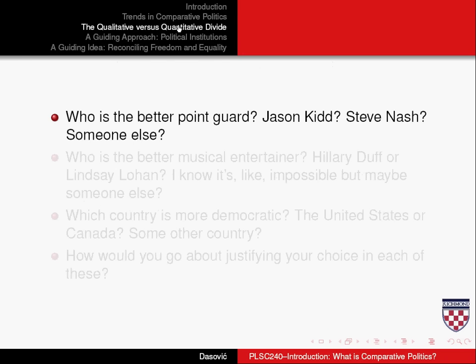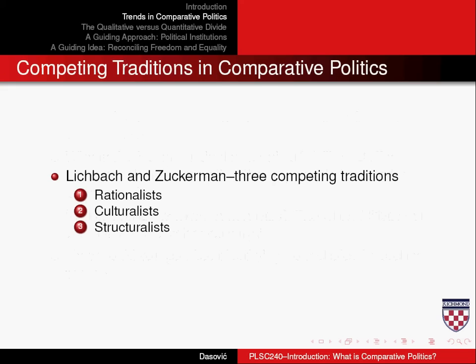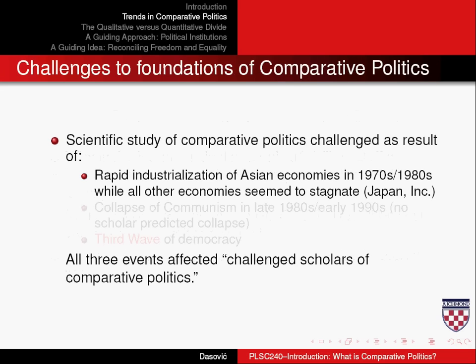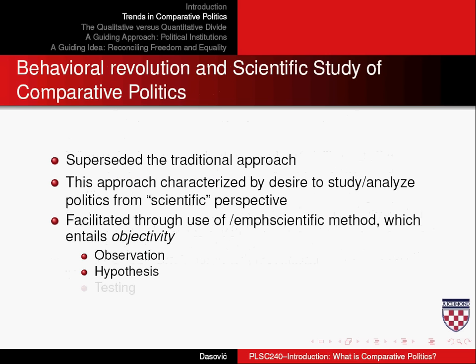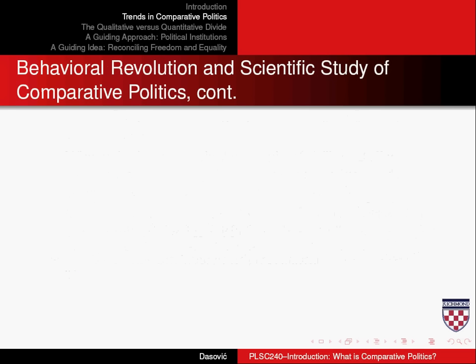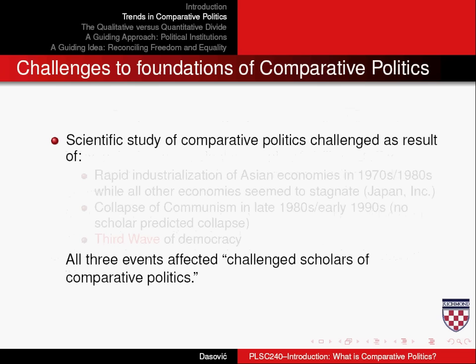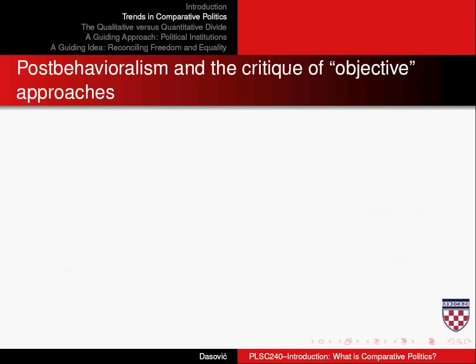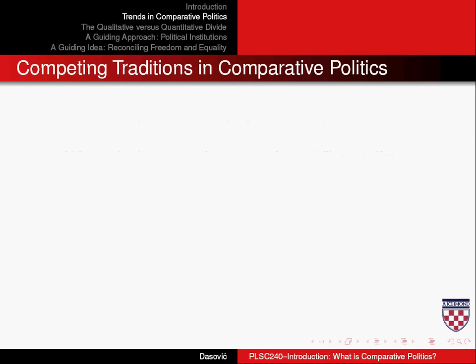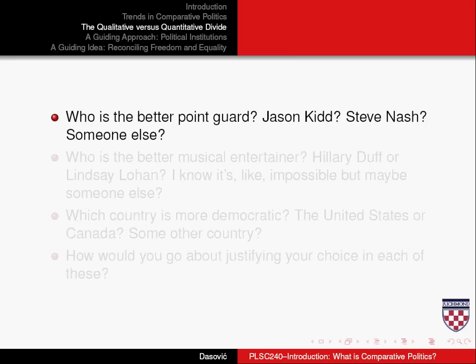Okay, so now let's look at the qualitative versus quantitative divide. Remember, go back here when we're talking about testing: observation, hypothesis, and testing. Observation, hypotheses, and testing can occur in various ways, and the way they are done in comparative politics and in other social sciences is that there's a division between qualitative and quantitative analysis.